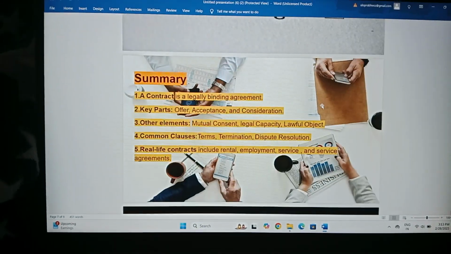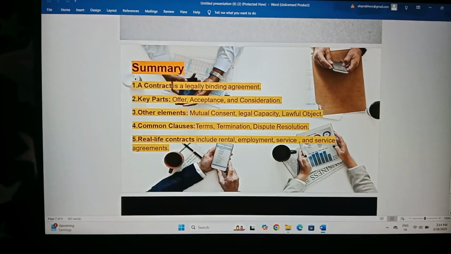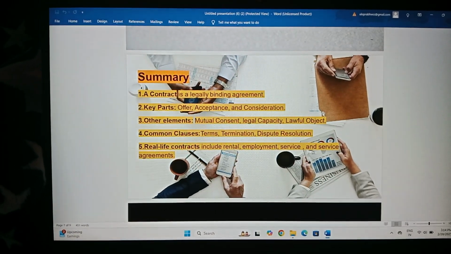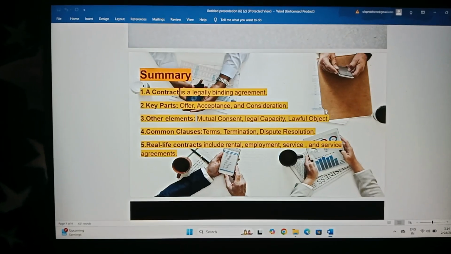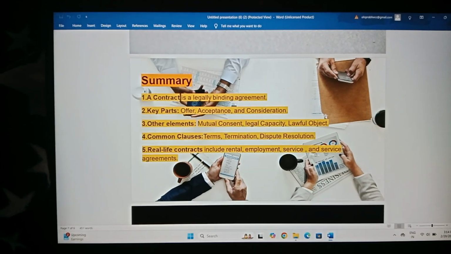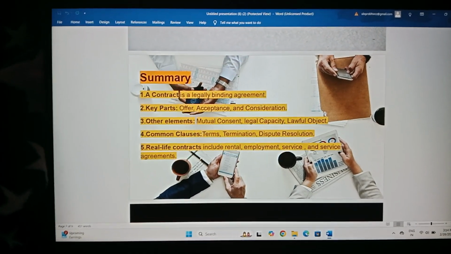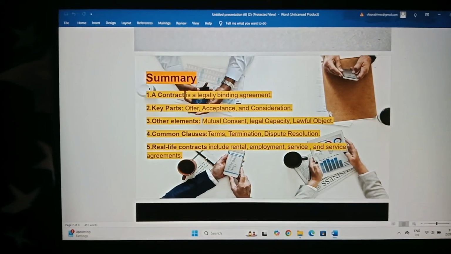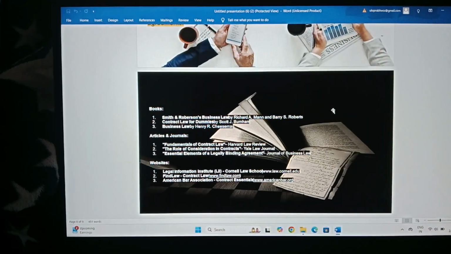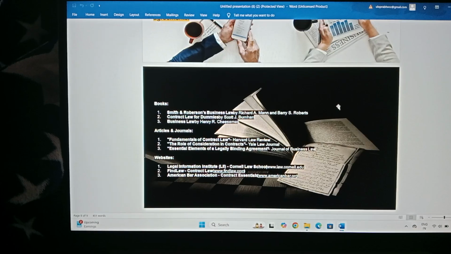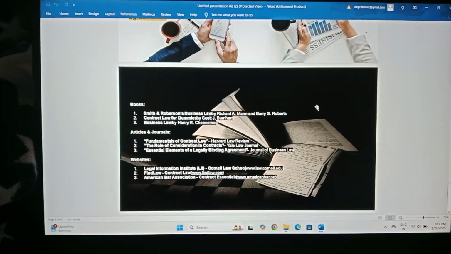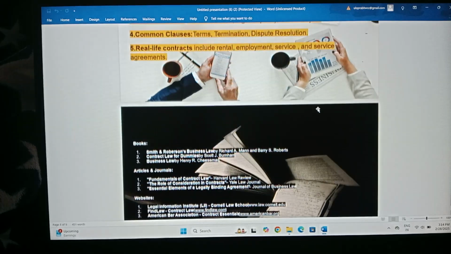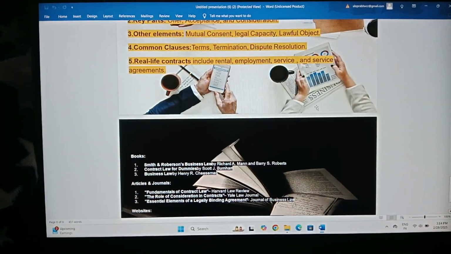So the next is its summary. The whole presentation talks about a contract and its key parts, other elements, common clauses, and real life contracts, like rental, employment, services, and service agreements. So the last slide is about references, where I got the information about the contract. So this is my presentation.